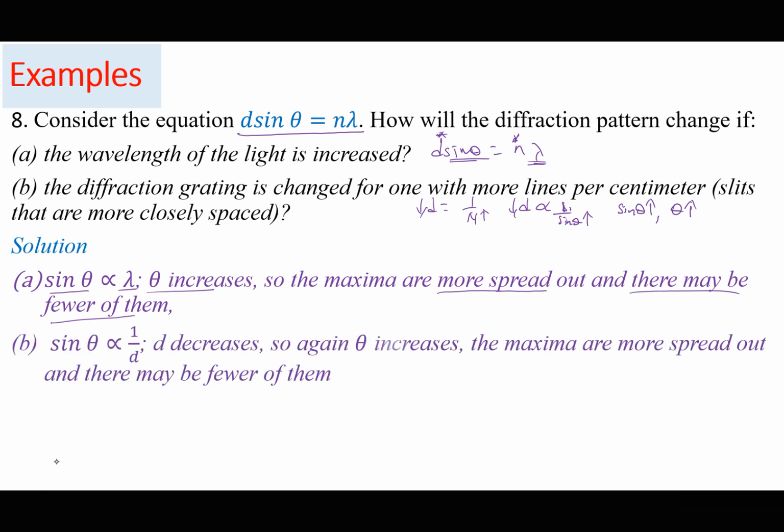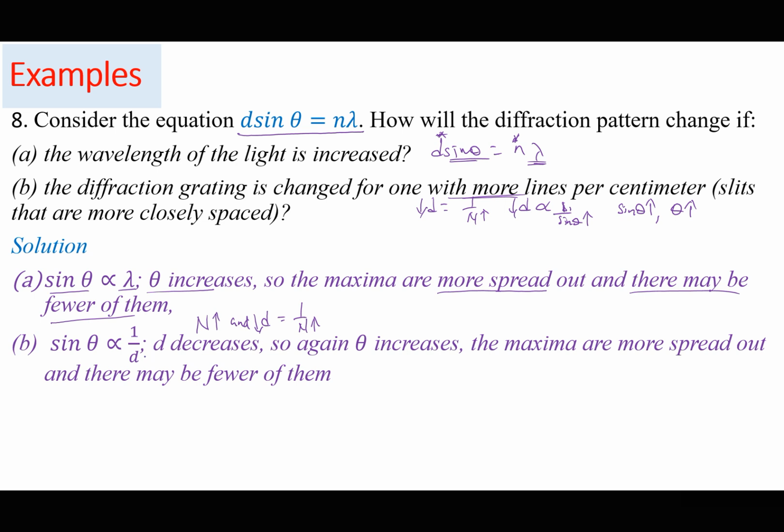Then the second case I've already said, sine theta is inversely proportional to d in the first place. And I've said if the number of lines per centimeter has been increased, the diffraction grating is changed for one with more lines per centimeter. So it means n, the number of lines, has been increased. And remember, d equals 1 over n. When n increases, d must decrease because they are inversely proportional.